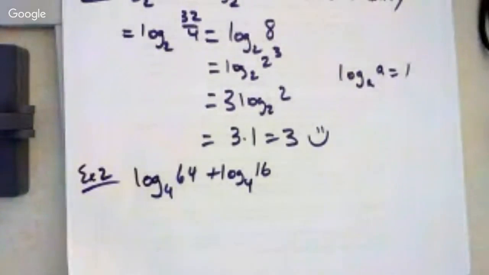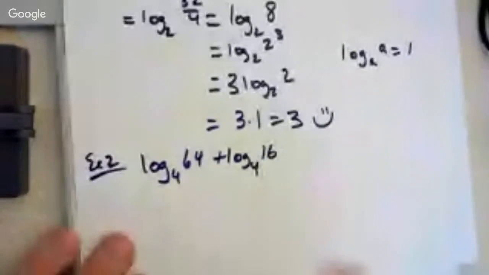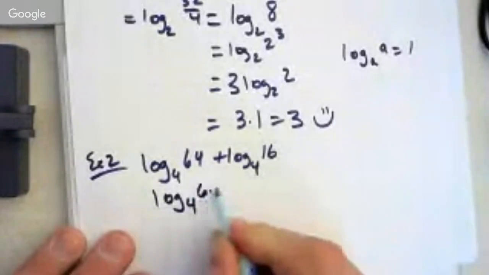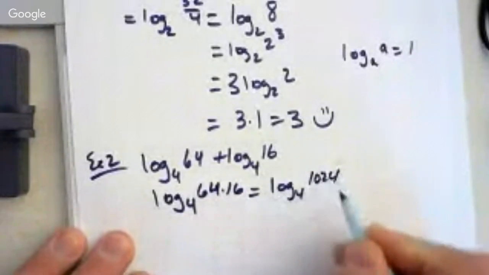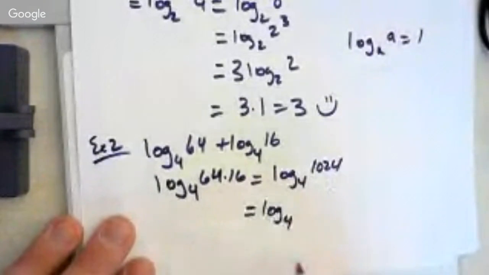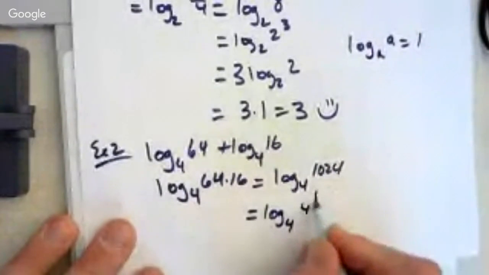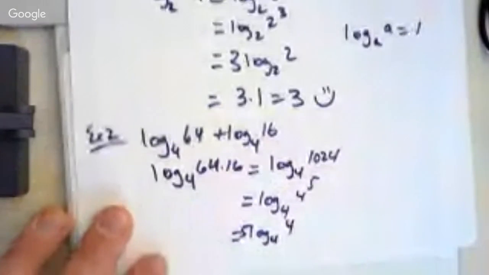All right, volunteer. I don't know who should take this one. Mr. Hobbs, first step. Well, you combine the logs. Okay, so that gives you log base 4 of what? Log base 4 of 64 times 16, which is 1024. Okay, now Brian, is 4 to some power equal to 1024? What power of 4 is 1024? 5, right. So what can you do with that 5? You can put it in front.